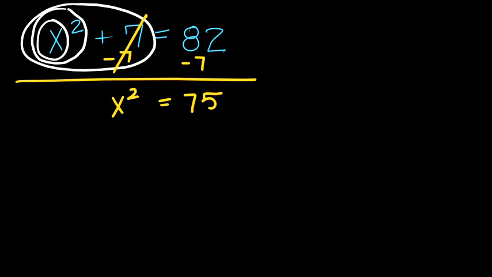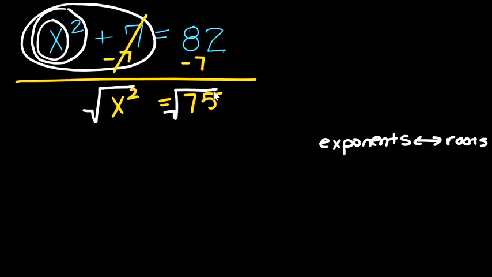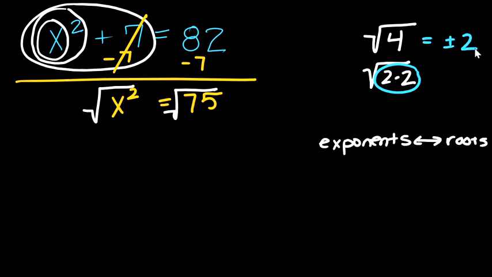Right, so the inverse of exponents is roots. So in order to get rid of this exponent of 2, we're going to take a square root. Okay, if we think about what a square root means, remember, the square root of 4 is the square root of 2 times 2. And because there's a pair in that, the square root of 4 is equal to 2, right?